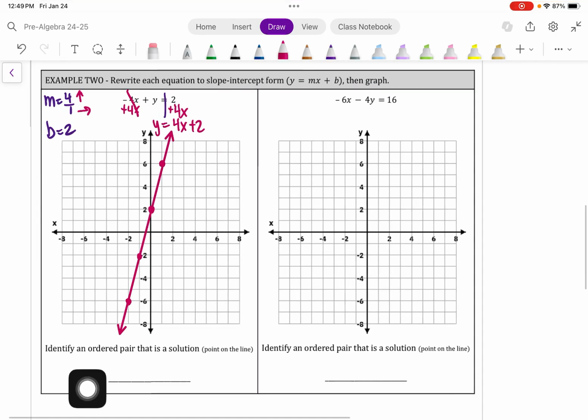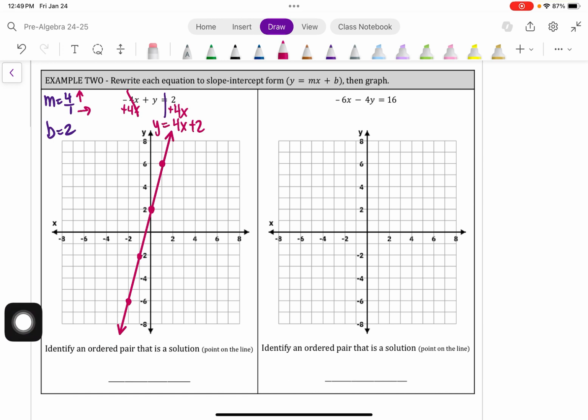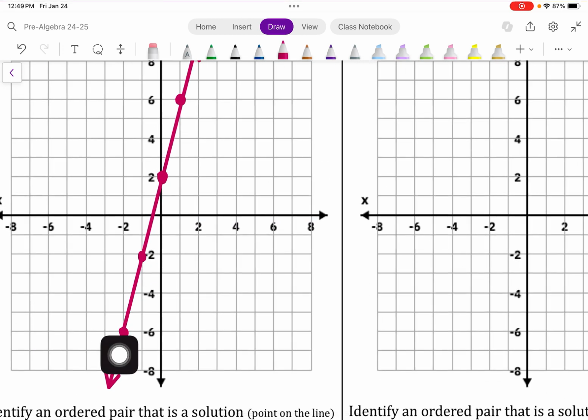Now, the second question down here, we haven't really talked a ton about, so we're going to identify an ordered pair that is a solution. So what that means is we're going to pick a point on the line. A solution is another word for answer. In this case, we're finding an ordered pair that would land on this line. So it does not matter which point you pick. You can see there's 4 options right here.